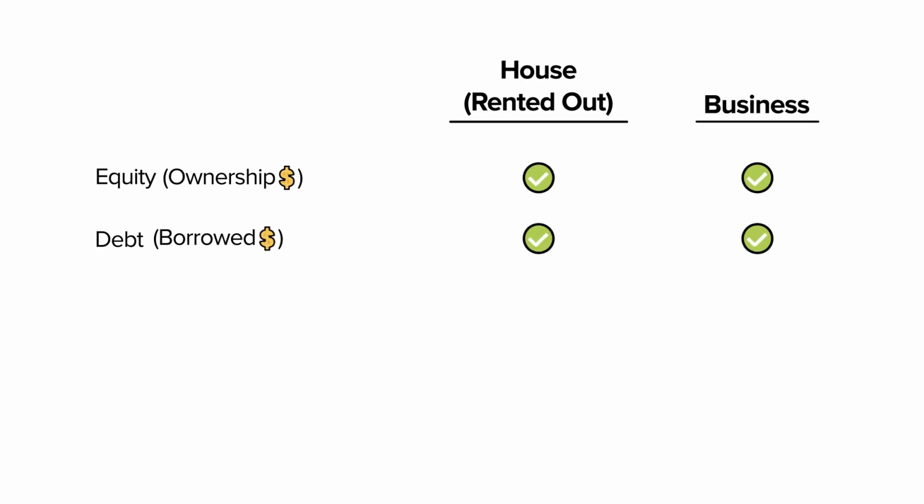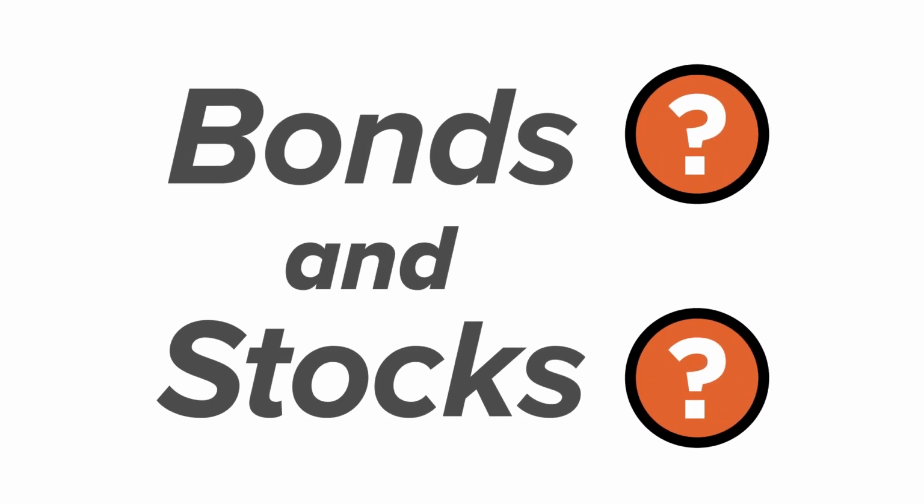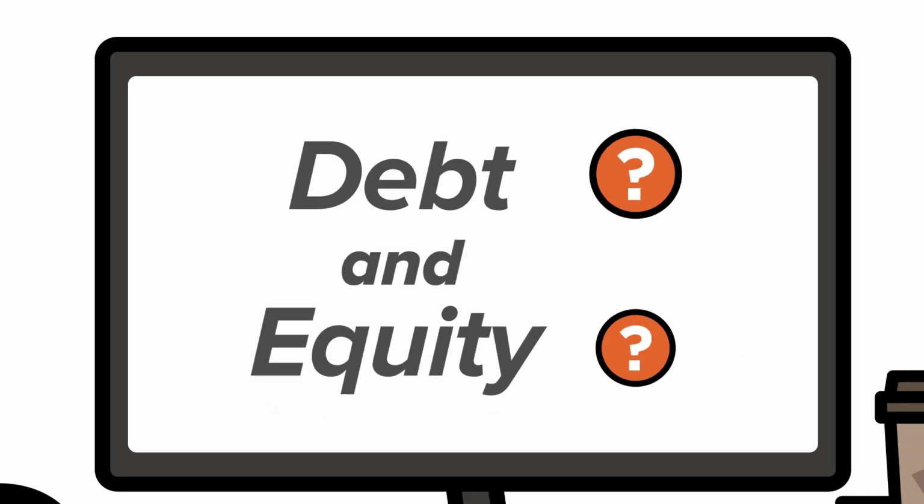Circling back to the beginning of the video, both houses and businesses can be purchased with equity or debt. But the big difference with businesses is that we divide equity into smaller units, or shares of stock, and also divide debt into smaller units called bonds, so they're cheaper to purchase and can be traded among many investors. Hopefully the terms bond and stock, as well as debt and equity, make a little more sense now.